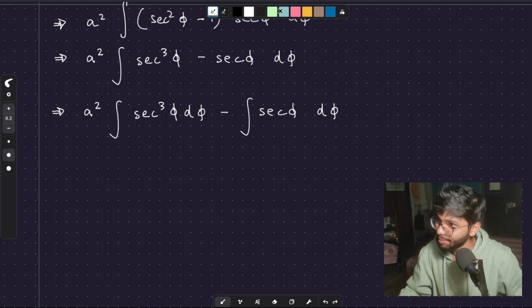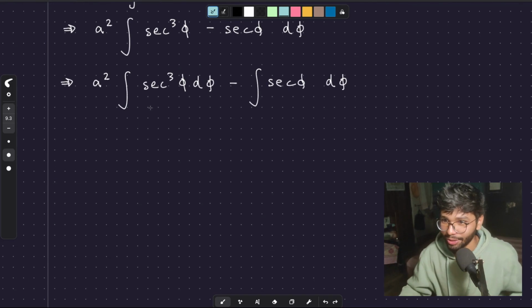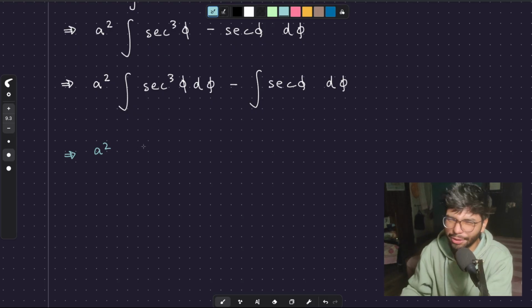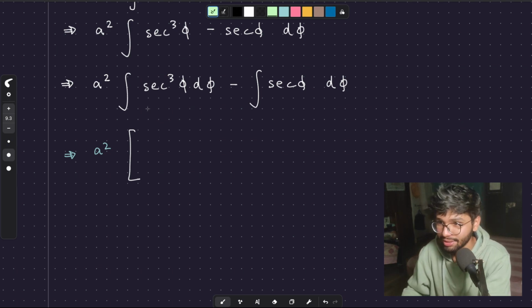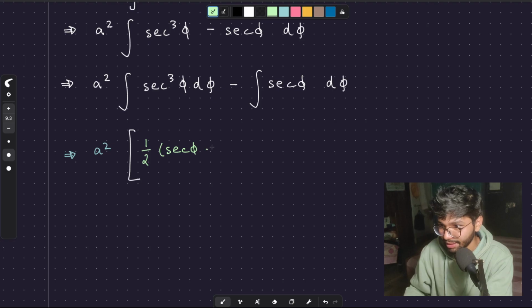But now we'll just plug in the answer for this one and go the good old rote memorization way. Oh man, I don't like it. I don't like rote memorization. I like finding things, but you gotta do what you gotta do, right? So this thing over here equates to 1 over 2. We got secant phi. As I said, this is going to be a long one. I hope you have your popcorn and stuff.